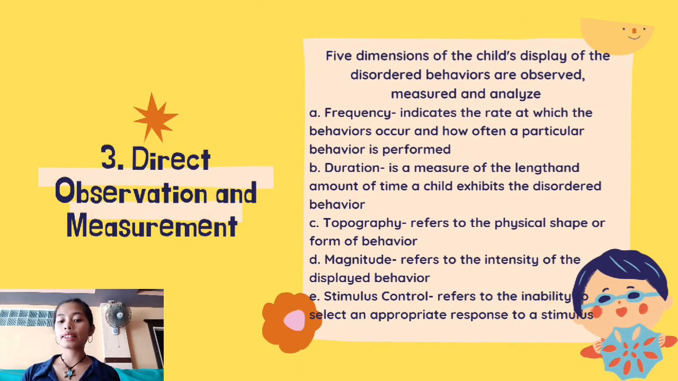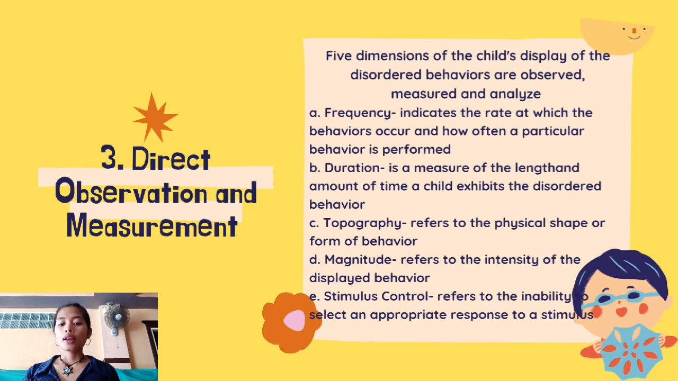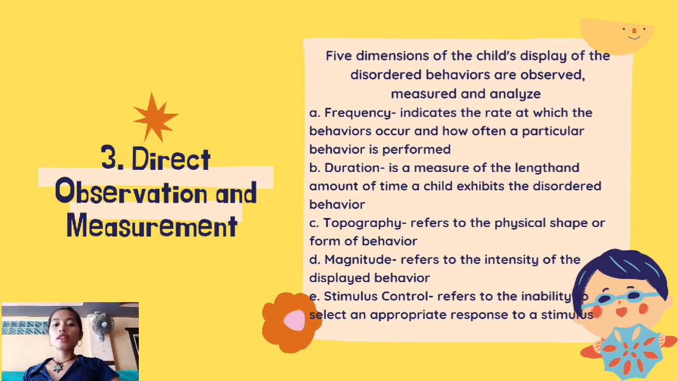Let us talk about the third system of classification, which is direct observation and measurement. So, 5 dimensions of the child's display of the disordered behavior are observed, measured, and analyzed. First is the frequency. It indicates the rate at which the behaviors occur and how often a particular behavior is performed. Normally, disobedience, temper tantrums, shyness, clumsiness, and unhappiness are displayed by most children. However, a child with emotional and behavioral disorders engages in the undesirable behavior most of the time and shows normal behavior less often.